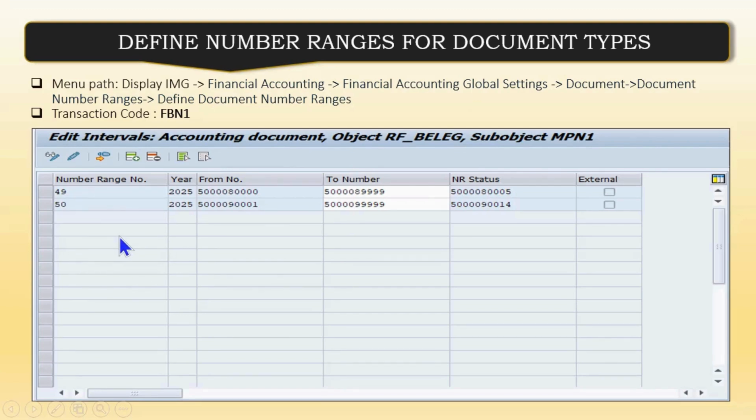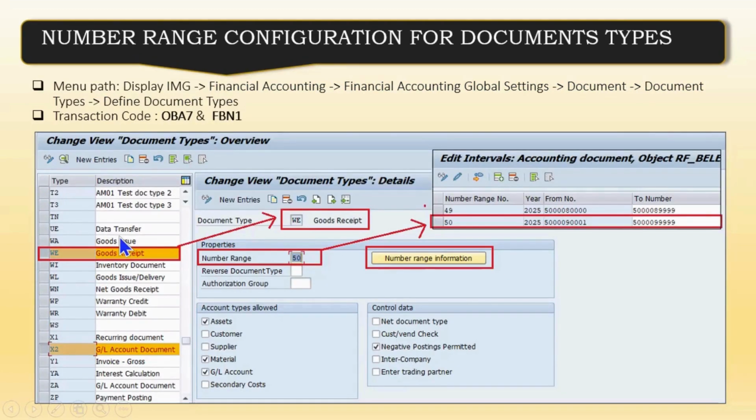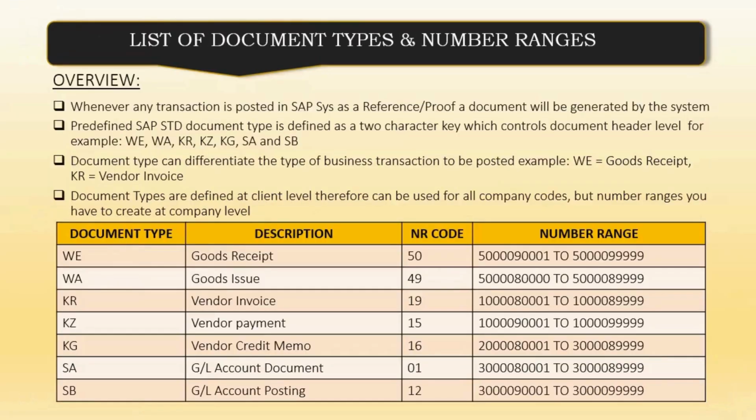So what we will do is create those number ranges for other documents: vendor invoice, vendor payment, vendor credit memo, GL account document, GL account posting. We will create the number series. Already we have taken this number series. So we'll go to the transaction, we'll see each document type, and these are the number codes, and we'll go and create the following number series that we have taken here.